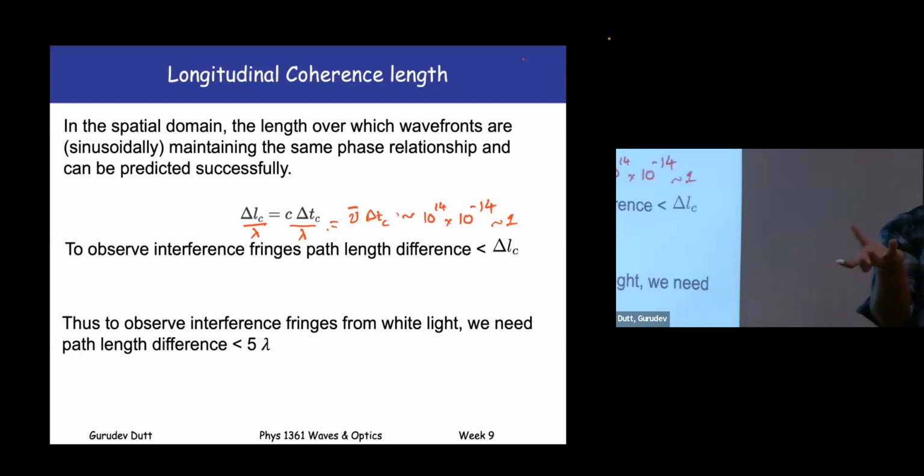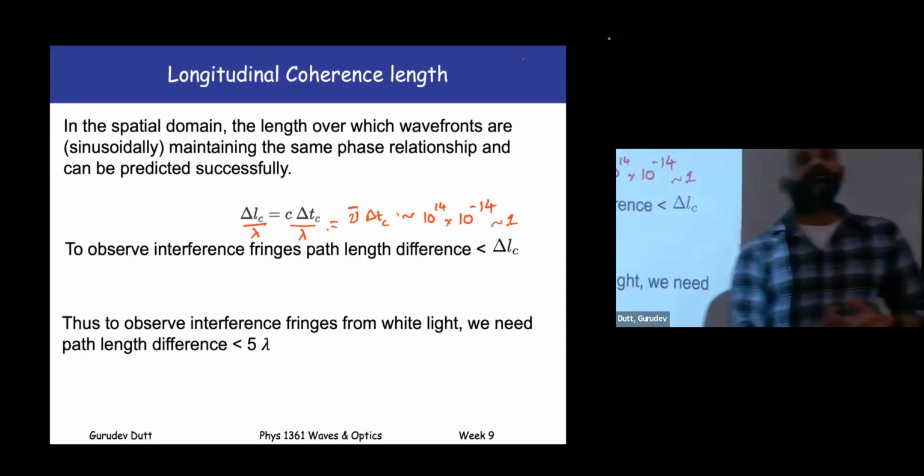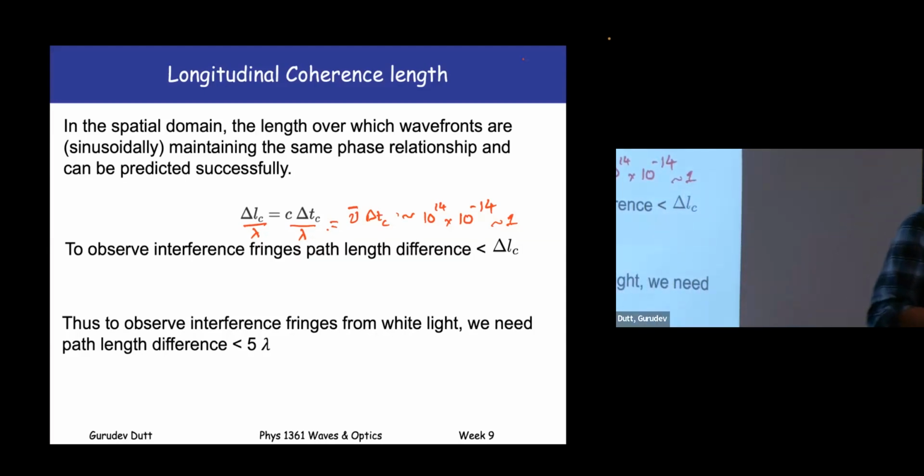The central wavelength of light is 500 nanometers for green, for white light. So you would have to say that I can't have a path length difference R1 minus R2 more than 500 nanometers, or a few times that, 5 times that. That's like a micron, a couple microns. That's about all you can make the path length difference in a Michelson if you use pure white light.